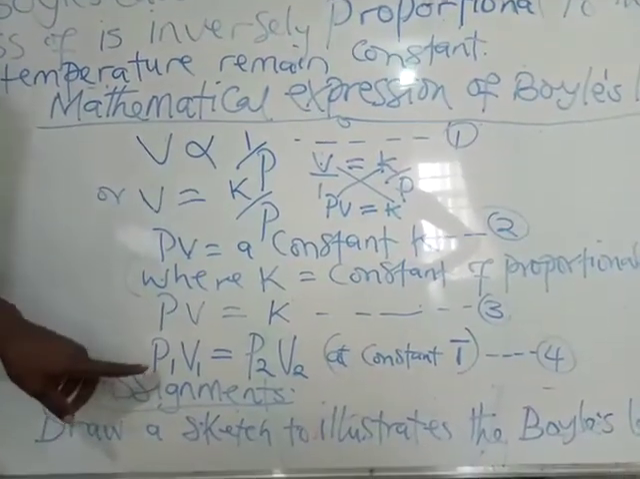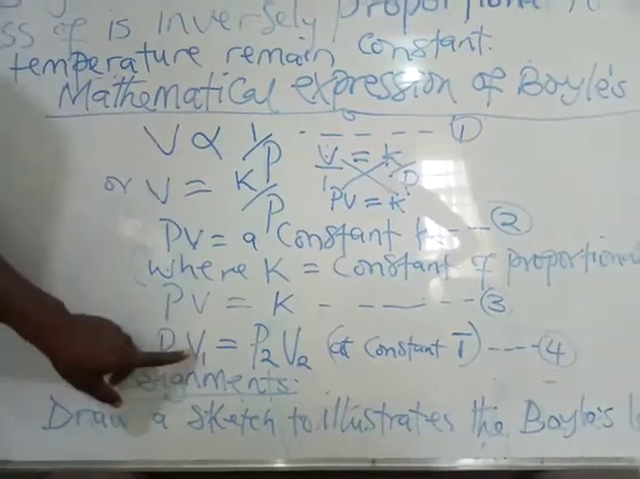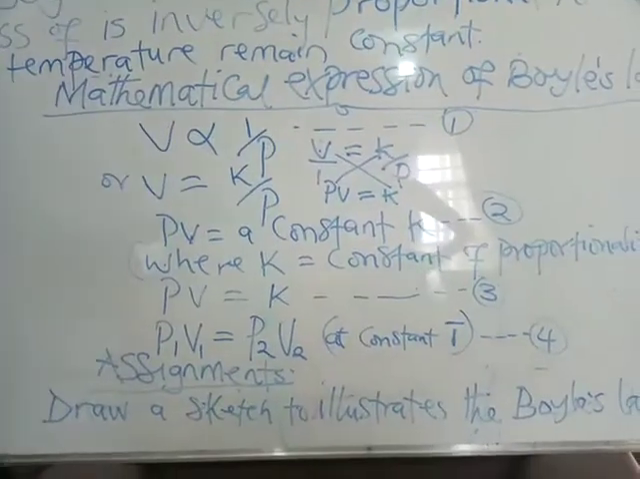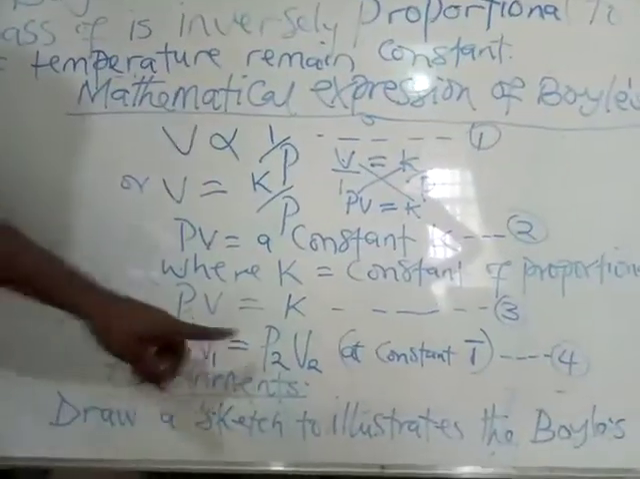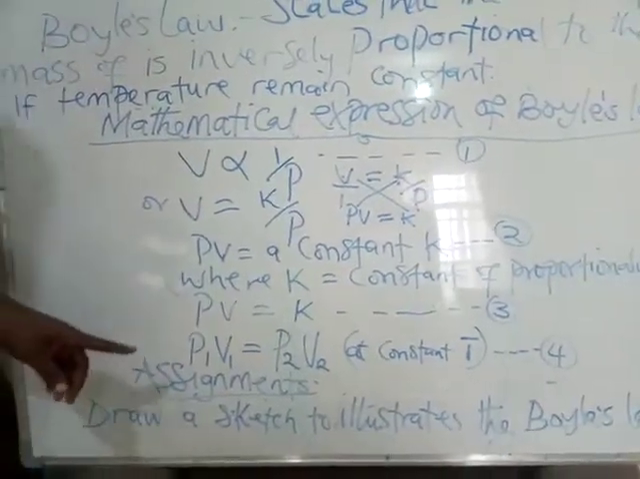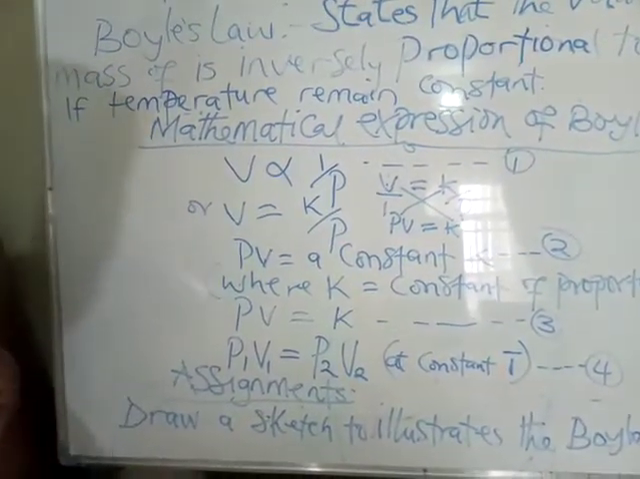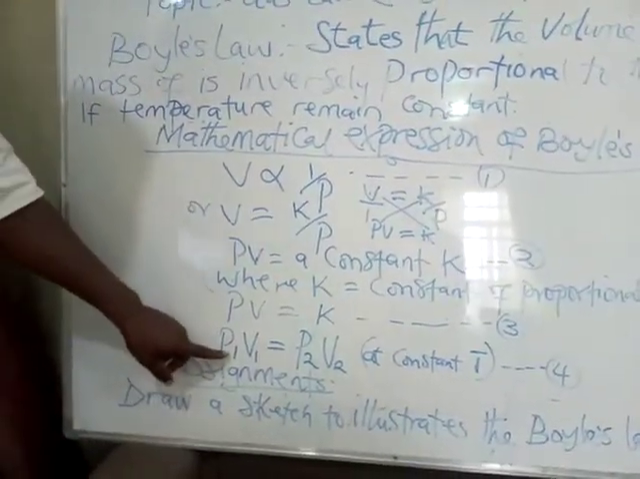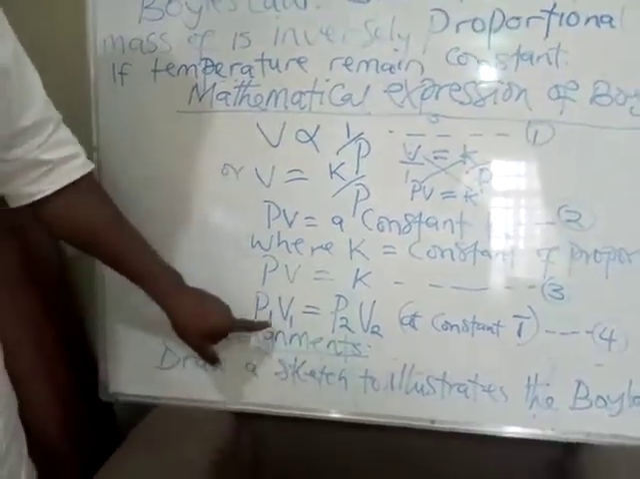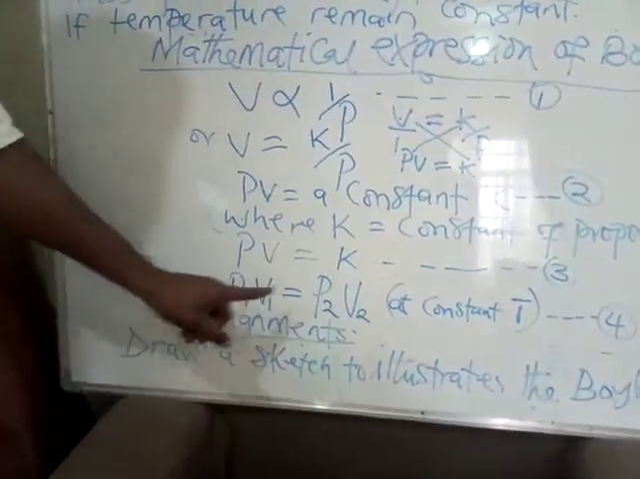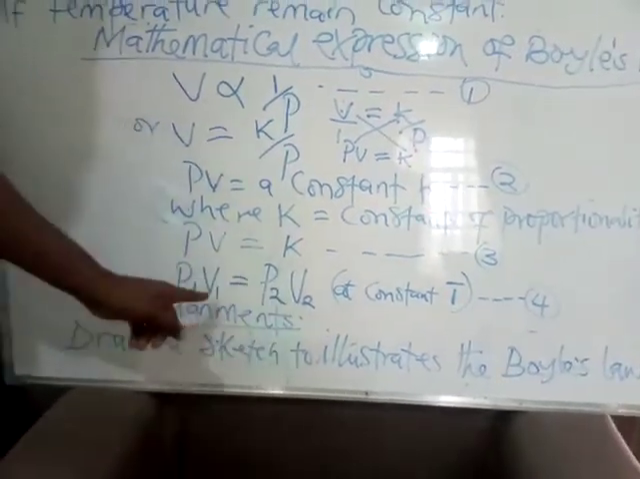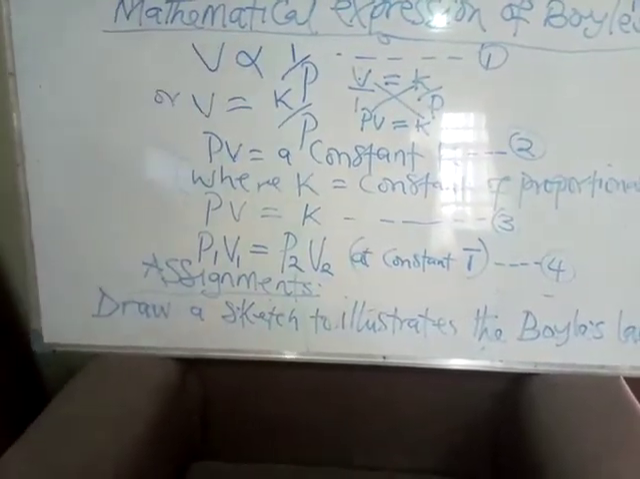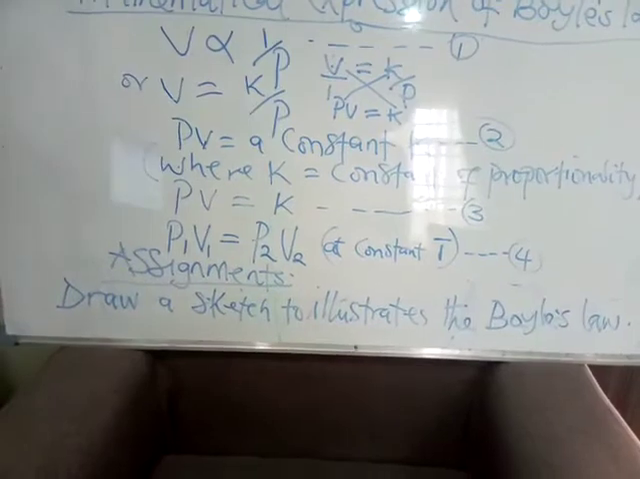Now, here you can see in equation 4, we have P1 V1 is equals to P2 V2. We said at constant temperature. How do we arrive at P1 V1 and P2 V2? Of course, we have what we call initial pressure and initial volume, and we have what we call final pressure and final volume. This final pressure is double the initial pressure, while this final volume is double the initial volume. All this at constant temperature.